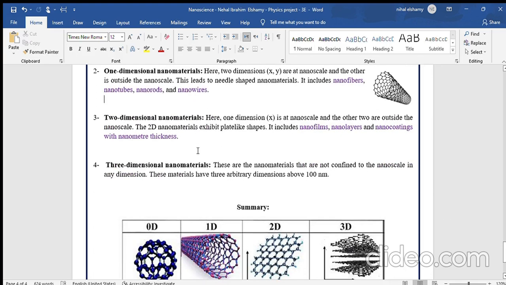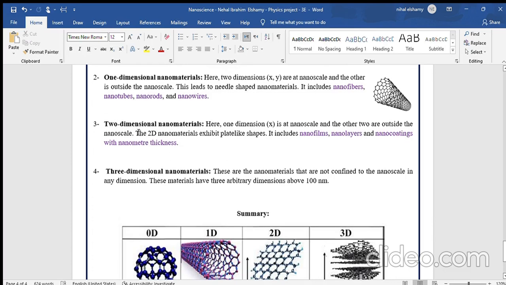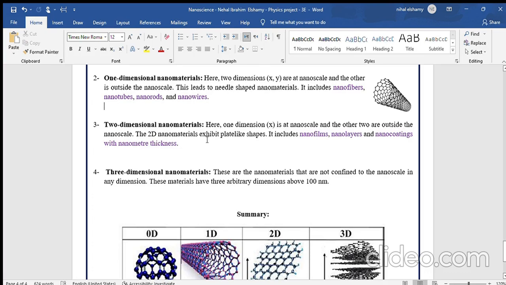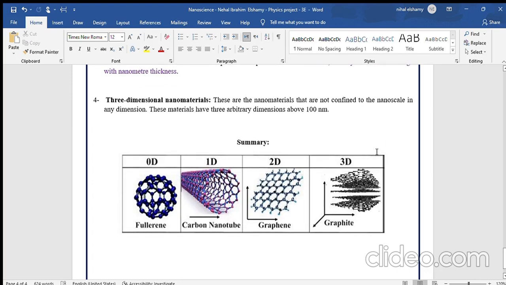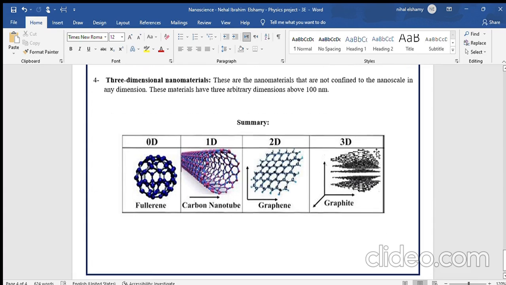As for the third type, it is called the two-dimensional nanomaterials. Here, one dimension, x, is at nanoscale, and the other two are outside the scale. The 2D nanomaterials exhibit plate-like shapes. It includes nanofilms, nanolayers, and nanocoatings with nanometer thicknesses. As for the fourth type, it is the three-dimensional nanomaterials. These are the nanomaterials that are not confined to the nanoscale in any dimension. These materials have three arbitrary dimensions above 100 nanometers.